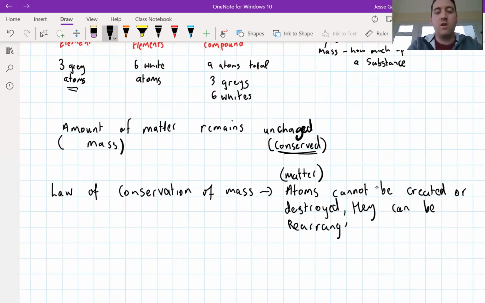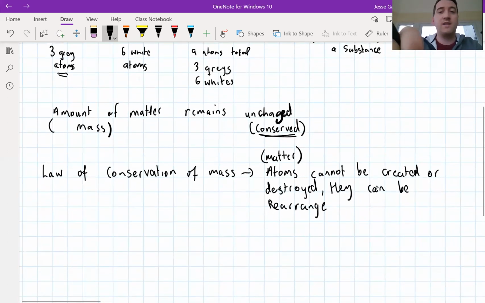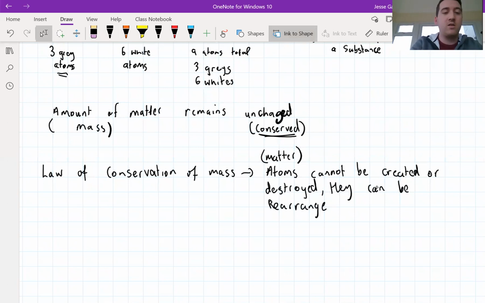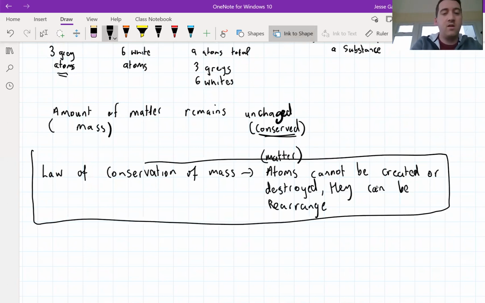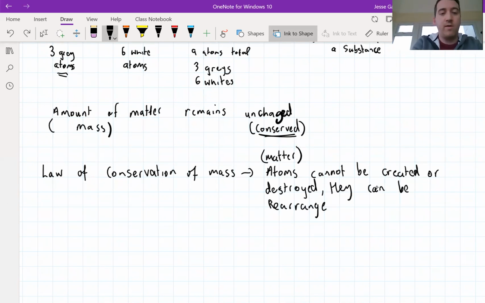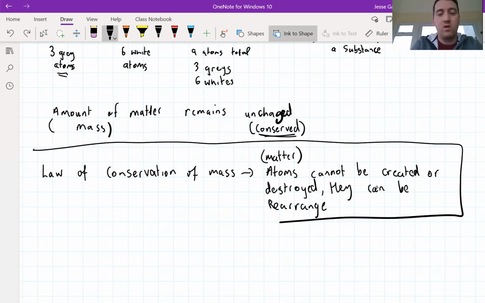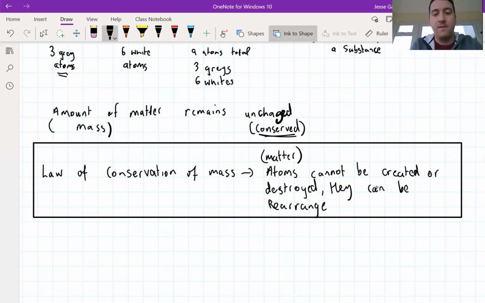Now, you've learned about a law of conservation before. You've learned about the law of conservation of energy, which states that energy cannot be created or destroyed, only change from one form to another. Well, this is very, very similar. It's just the law of conservation of mass, and it says that atoms or matter cannot be created or destroyed. They can just be rearranged. And that is what we call the law of conservation of matter. And what I would like you to do is pause the video, take that down for me.